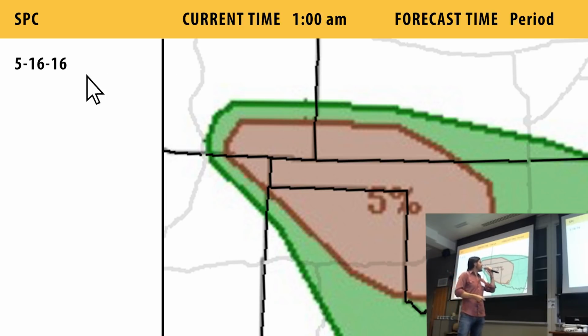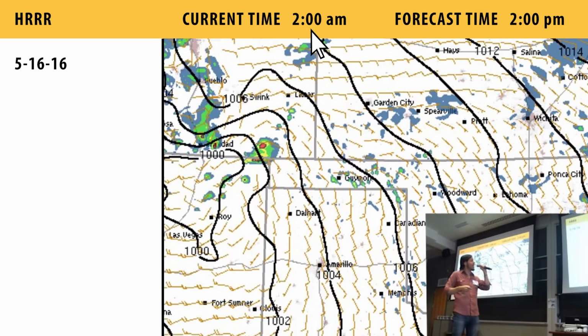Okay, next event, 5/16/16. We've got this teardrop-shaped slight risk. Are the cells going to start here and come down, or are they going to start here and move? I'm not sure at this point. Let's check the HRRR. So here's the 2 a.m. run for 2 p.m., and we've got these cells that are forming on a little surface low here.